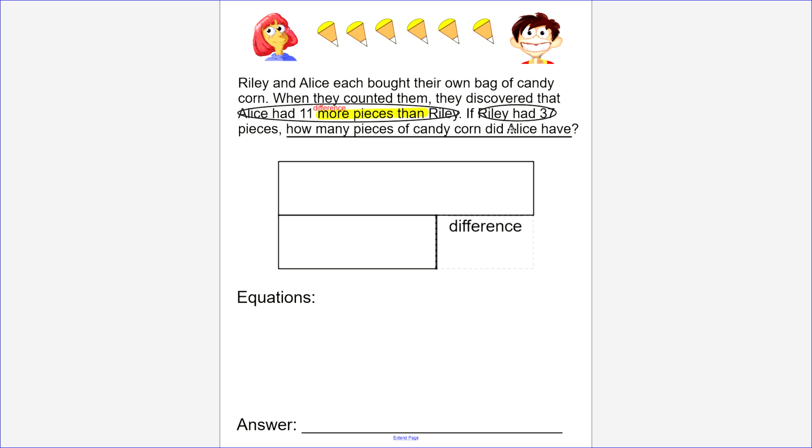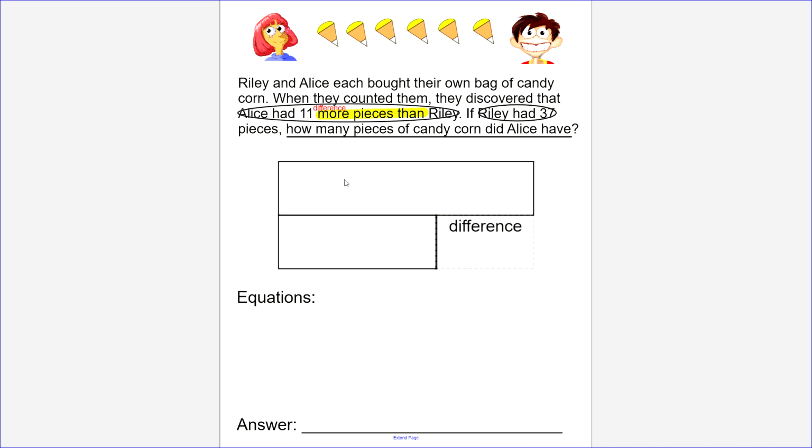Look at the other piece of information. Riley had 37. Well, that's clearly one of the amounts, but I'm not sure if it's the greater amount or the lesser amount. Believe it or not, third grade, this other piece of information is actually going to help us figure out if Riley having 37 pieces of candy is the greater amount or lesser amount.